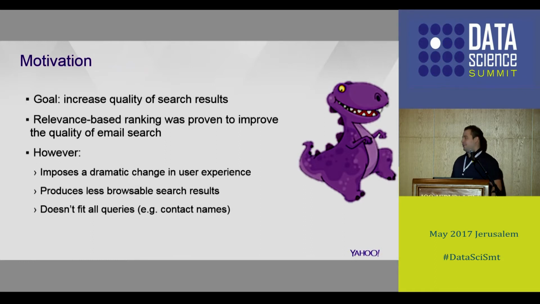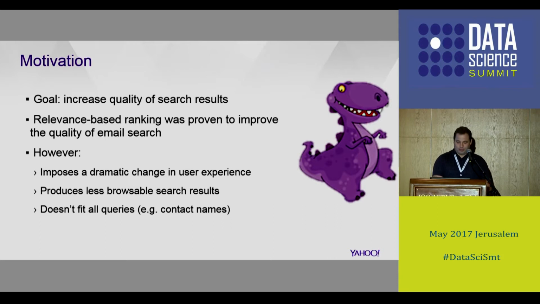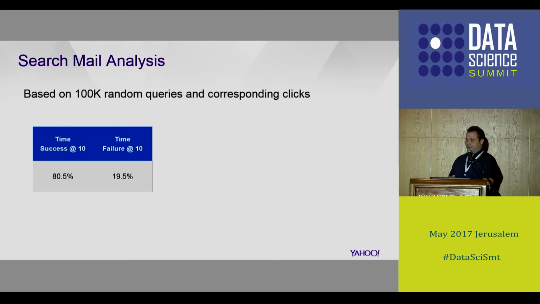Also, the results would be less browsable because when the results are in reverse chronological order, the users understand the order. In relevance, it's a bit harder. And finally, it doesn't fit all queries. For example, when a user searches for contact, maybe the best way to show the results is in reverse chronological order.